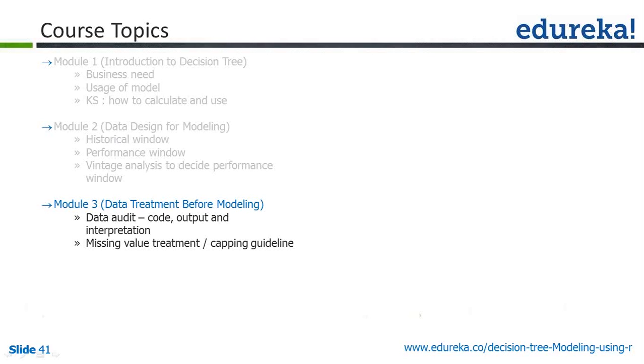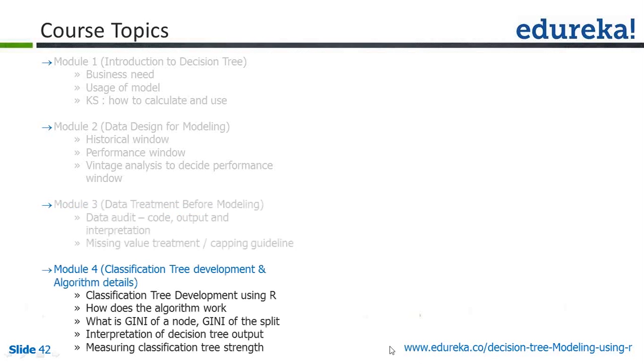If there are certain things which are going too high, like, probably say age, it's coming at 195. How do you cap it? When do you cap it? How do you treat missing value? How do you cap outliers? That will be discussed in module 3.